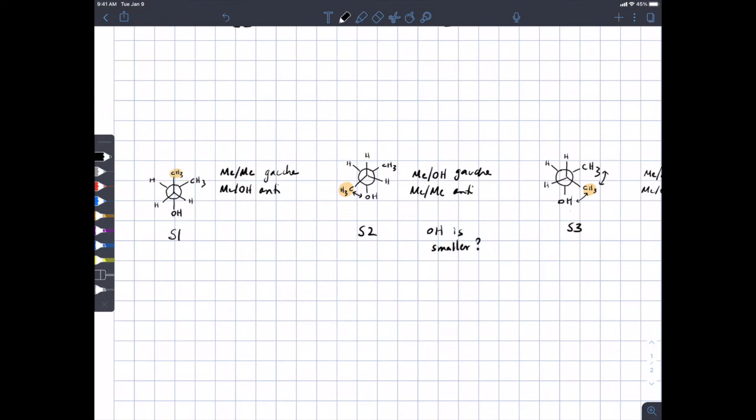Okay, well, you can think of the shape. So a methyl group looks like that. A hydroxy group looks like that. So there's just fewer atoms, right?